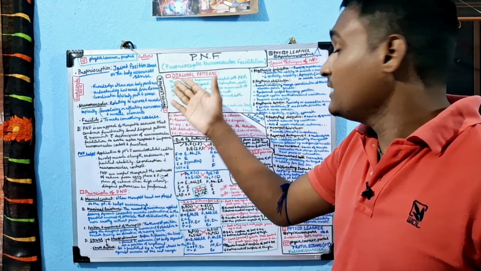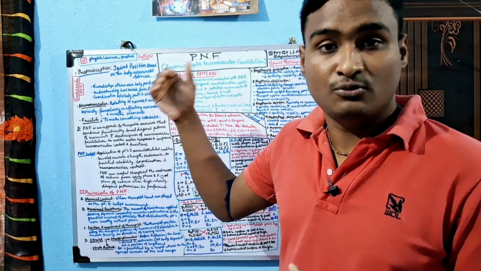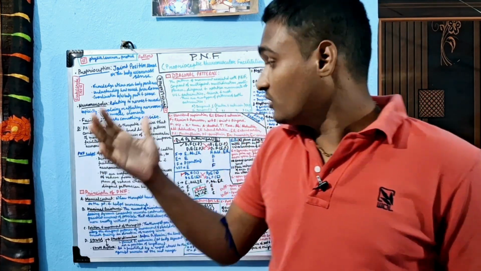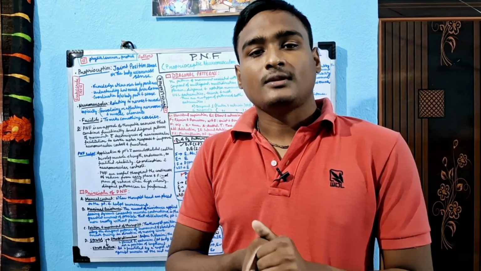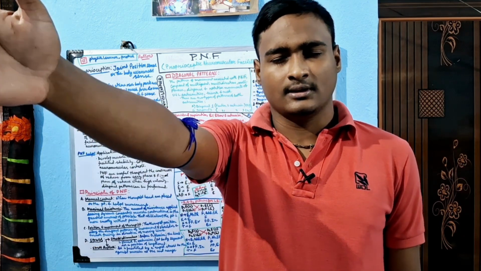What is PNF? PNF means proprioceptive neuromuscular facilitation. What does proprioceptive mean? This is the joint position sense, or body awareness sense. Here you can see all the notes and topics, and you can take a screenshot. What is joint proprioception? When I tell a patient, please close your eyes and raise your hand to around 90 degrees, or simply, shoulder flexion 90 degrees, they can easily perform this. This is joint proprioception, the joint position sense.